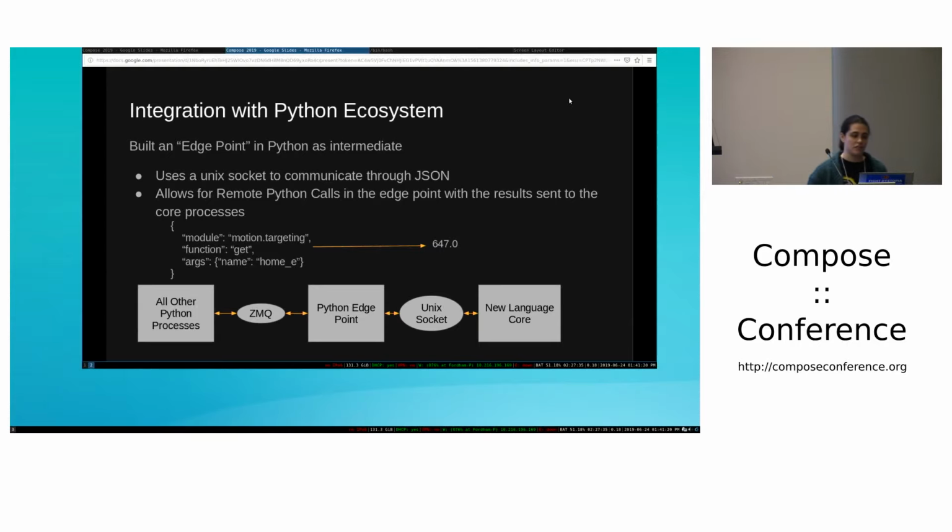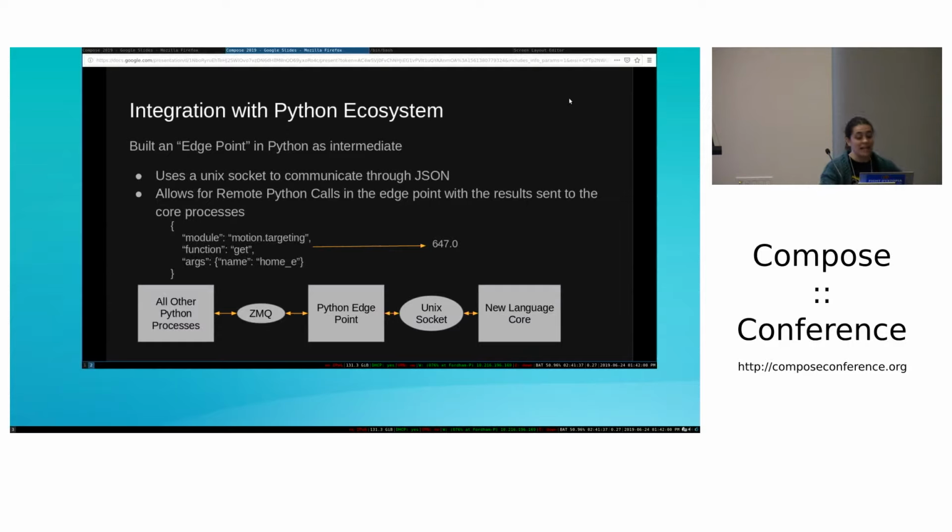So the way that we decided to do the integration was we built basically this Python edge point. So it was still Python, just sitting there, that would talk the IPC system to the rest of the processes and forward all that information to what we called our core, or the new process in whatever language we had decided on. And we were able to call Python from the other process by sending JSON. Luckily, Python is dynamic because we could just send it a string with the module and the functions and keyword arguments, and it would be able to apply that and then return the result.